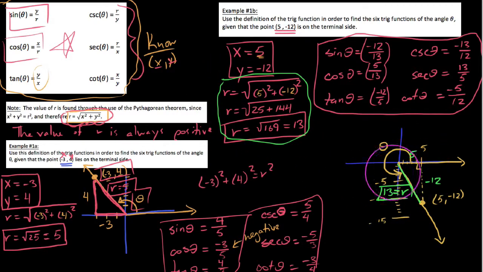Okay, so yes, you should always sketch a picture, but this is the definition in general of how to find the sine, cosine, and tangent of any angle. So long as you know a point on the terminal side, you can always find the value of r after that.